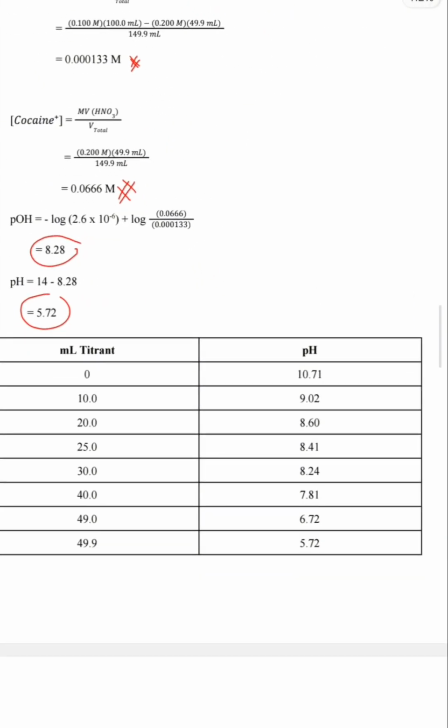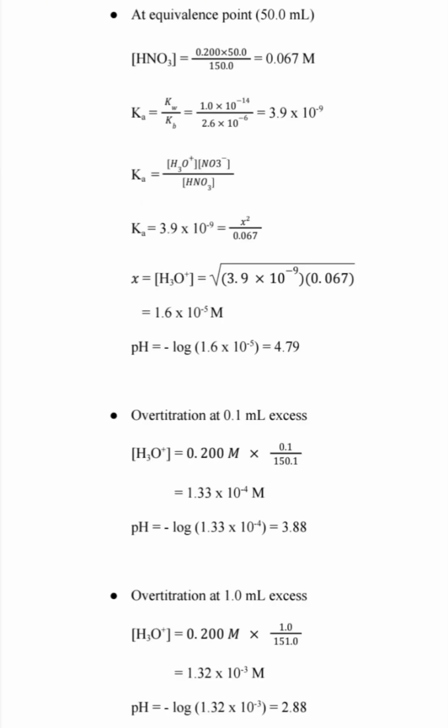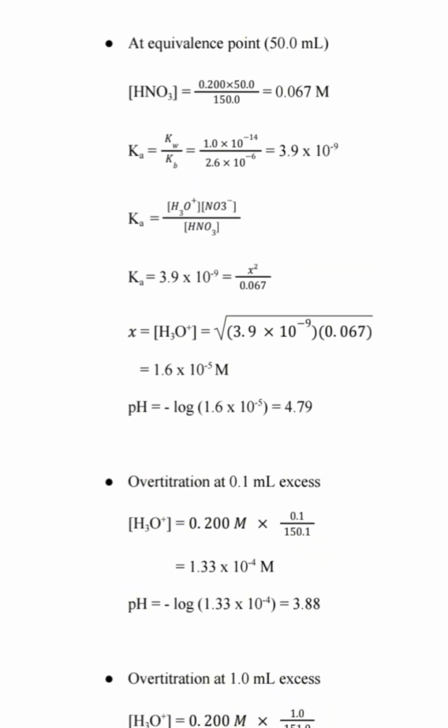And then we will summarize the milliliter of the titrant and the pH in the form of a table. Let us now proceed to the explanation of the over-titration phase in this titration. After the equivalence point, which is reached at 50.0 milliliters of nitric acid, the solution contains only the conjugate acid of cocaine. Any additional nitric acid added beyond this point introduces excess hydronium ions, as nitric acid is a strong acid that fully dissociates in aqueous solution.